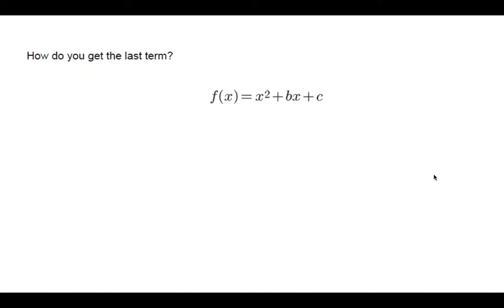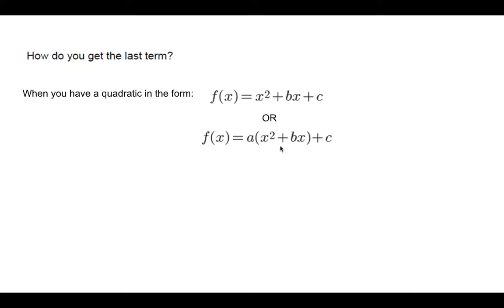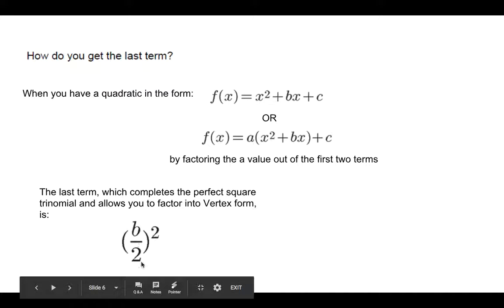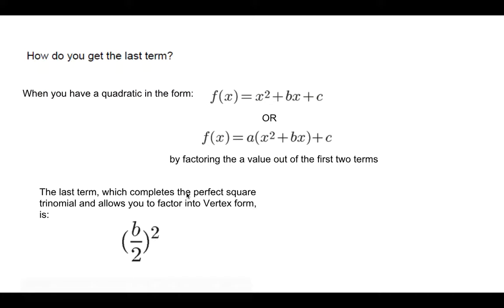So the question is, how do you get that last term? If you're in this form or this form, and I probably shouldn't use b here, but for the sake of describing the number, I just used b, because this is really abx, and we just call it b. But what we need is half of the b and then squared. That's the number we want to add and subtract.